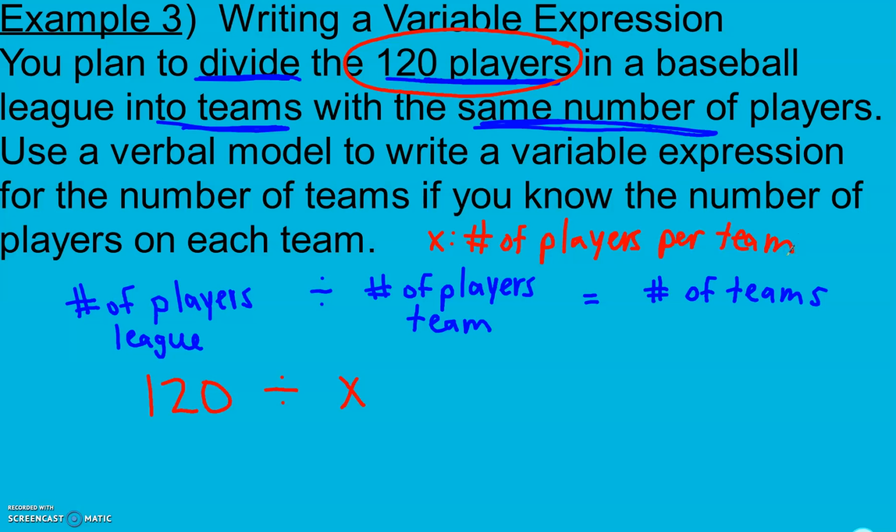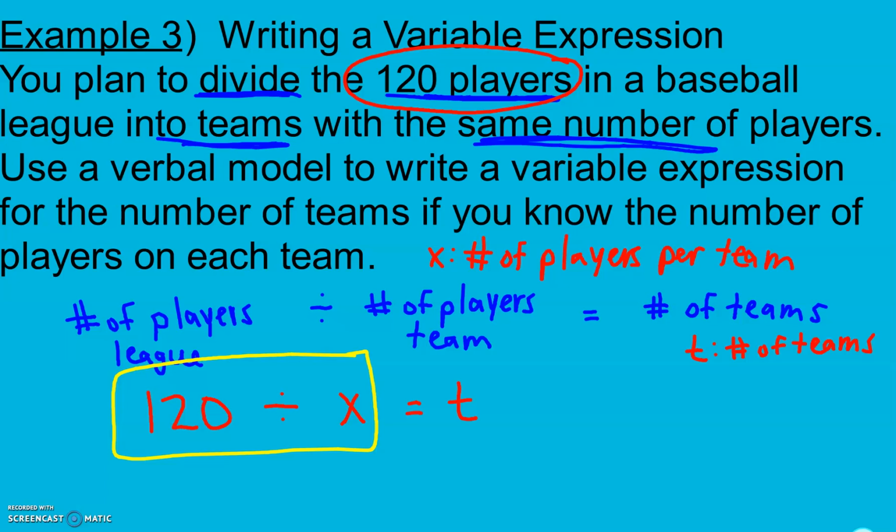Otherwise, if you say 120 divided by x, we don't know what that x means. Is that the number of teams? Is that the number of players? Is it the number of days in a week? We don't know. Okay, so make sure you define that. And if you want to, you can go equals t for number of teams. But here they just wanted the variable expression. So the part we were really looking for is this. And that's all I have for section 1.1.